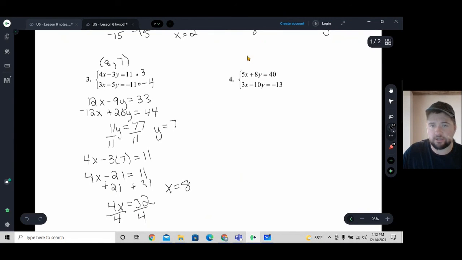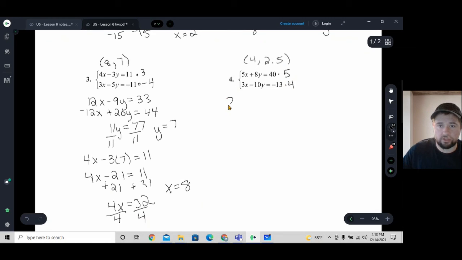Problem number 4. The correct answer is 4 and 2.5. If we got this answer, we can move on to our word problem. If not, let's work it out. 5x plus 8y is 40. 3x minus 10y is -13. I notice my +8 and my -10. These are offset from each other. 8 and 10 share the lowest common multiple of 40. So I'm going to multiply my top equation times 5, and my bottom equation times 4.